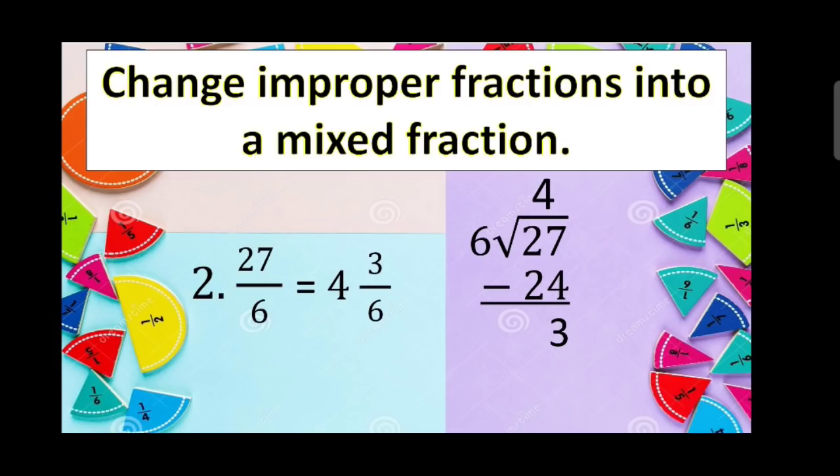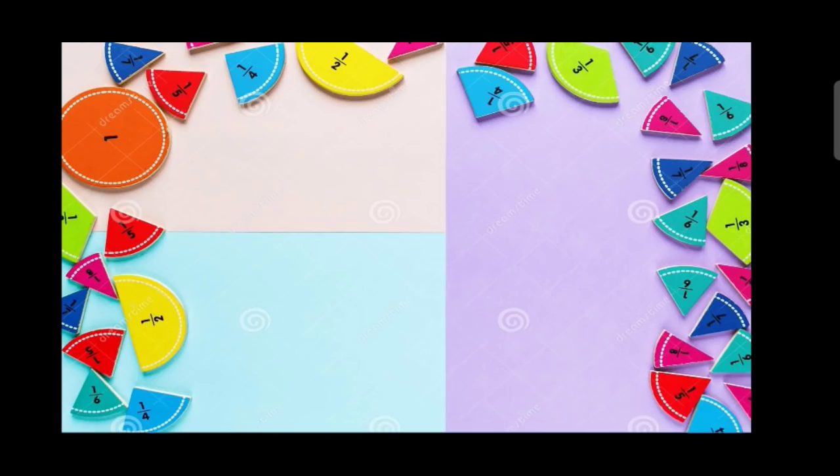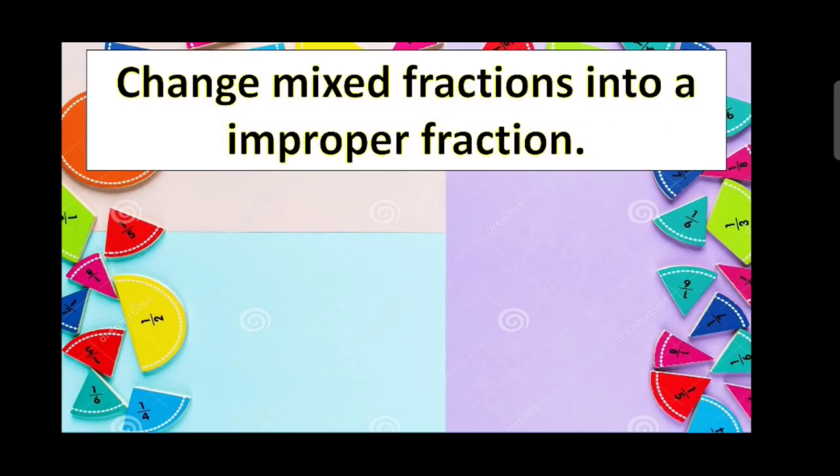Okay? So, yan yung pag-change ng improper fractions into mixed fractions. Okay? So, tatandaan nyo lang dyan, yung whole number natin, yung quotient, ang numerator naman natin ay yung remainder, and ang ating denominator is yung divisor, which is 6. Okay, now, ngayon naman, change mixed fractions into improper fraction.